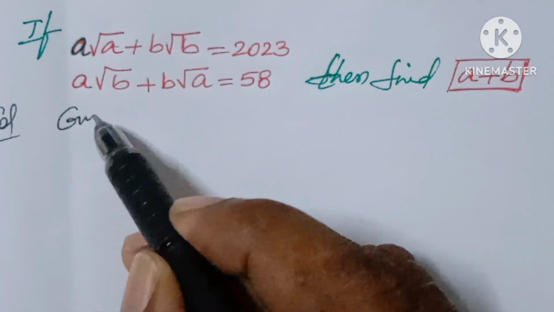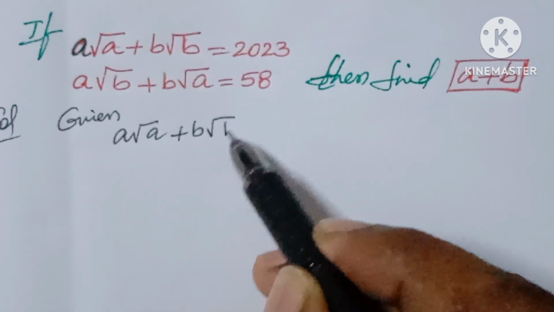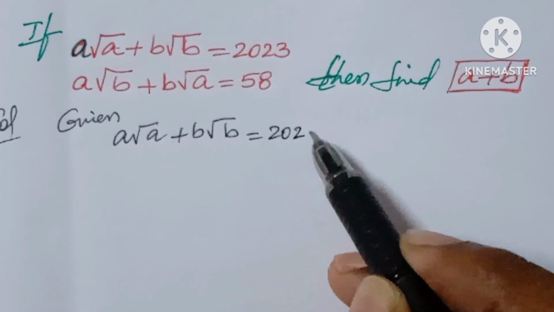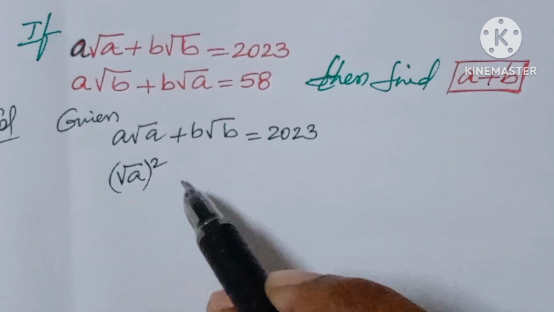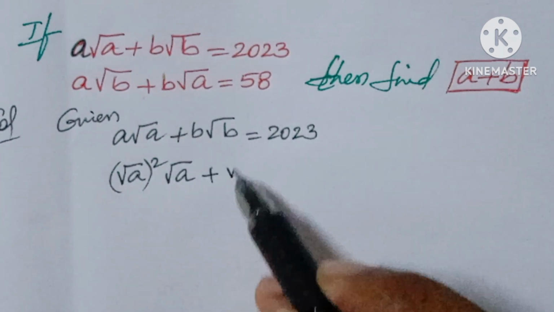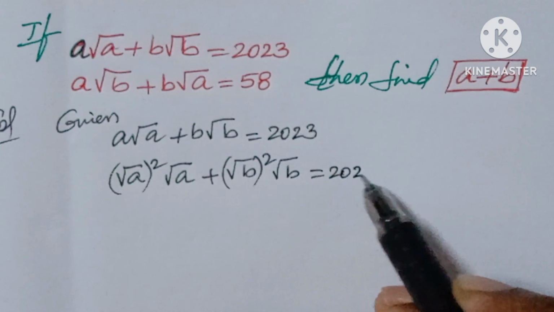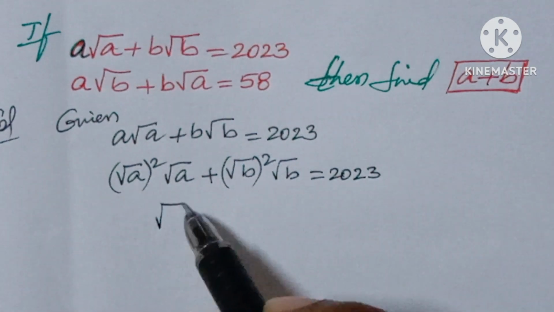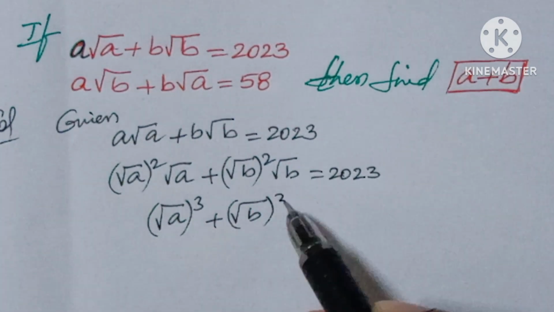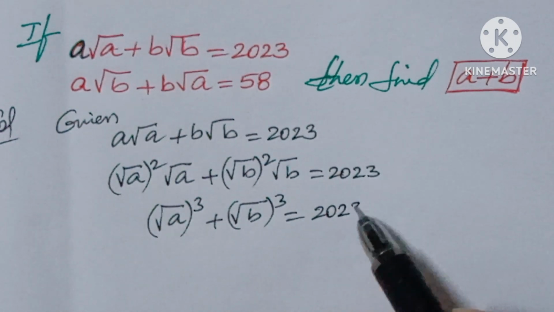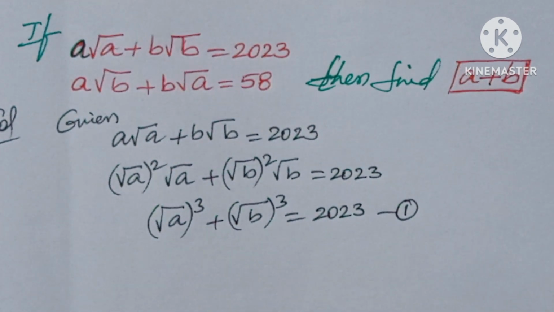So first of all, given a√a + b√b equals 2023. This can be written as (√a)² times √a plus (√b)² times √b equals 2023. This can be written as (√a)³ + (√b)³ equals 2023. Let us take it as equation 1.